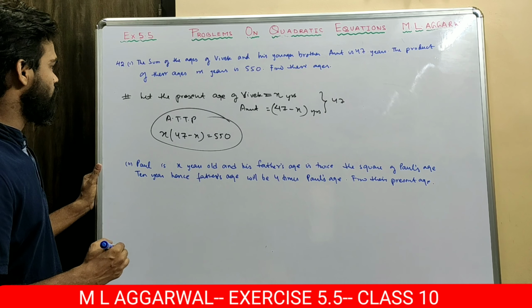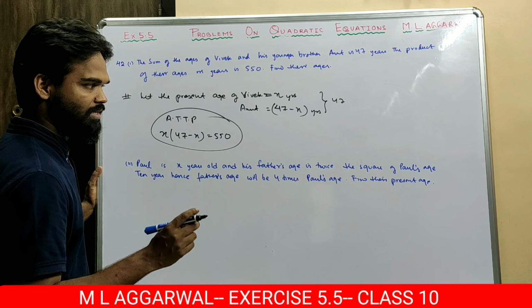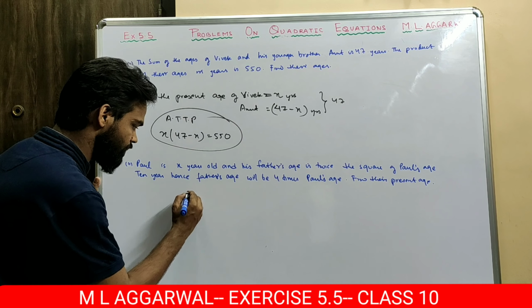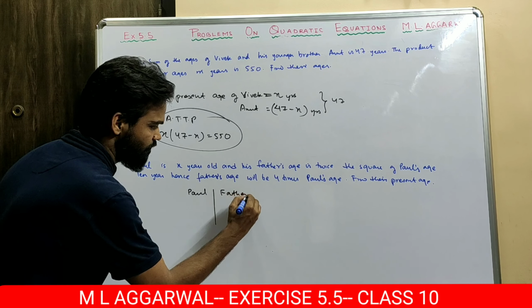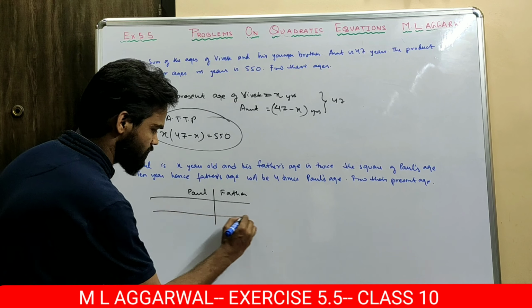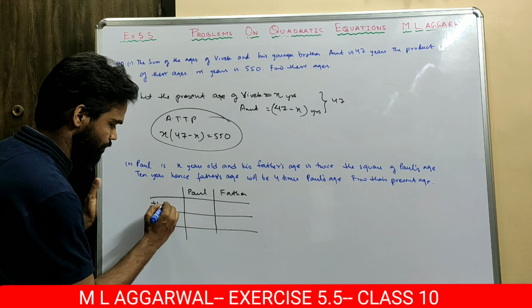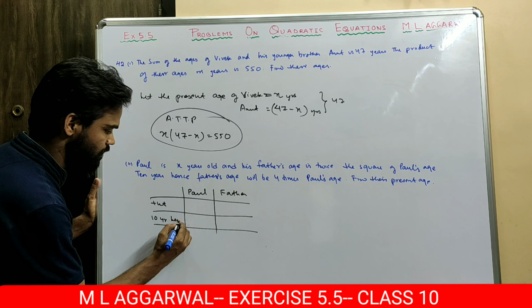Now look at 42 part 2. Paul is x years old and his father's age is twice the square of Paul's age. 10 years hence. Now there are 2 cases. See, you have Paul, you have his father. Make a table like this. This will be helpful. This is your present situation and 10 years hence.